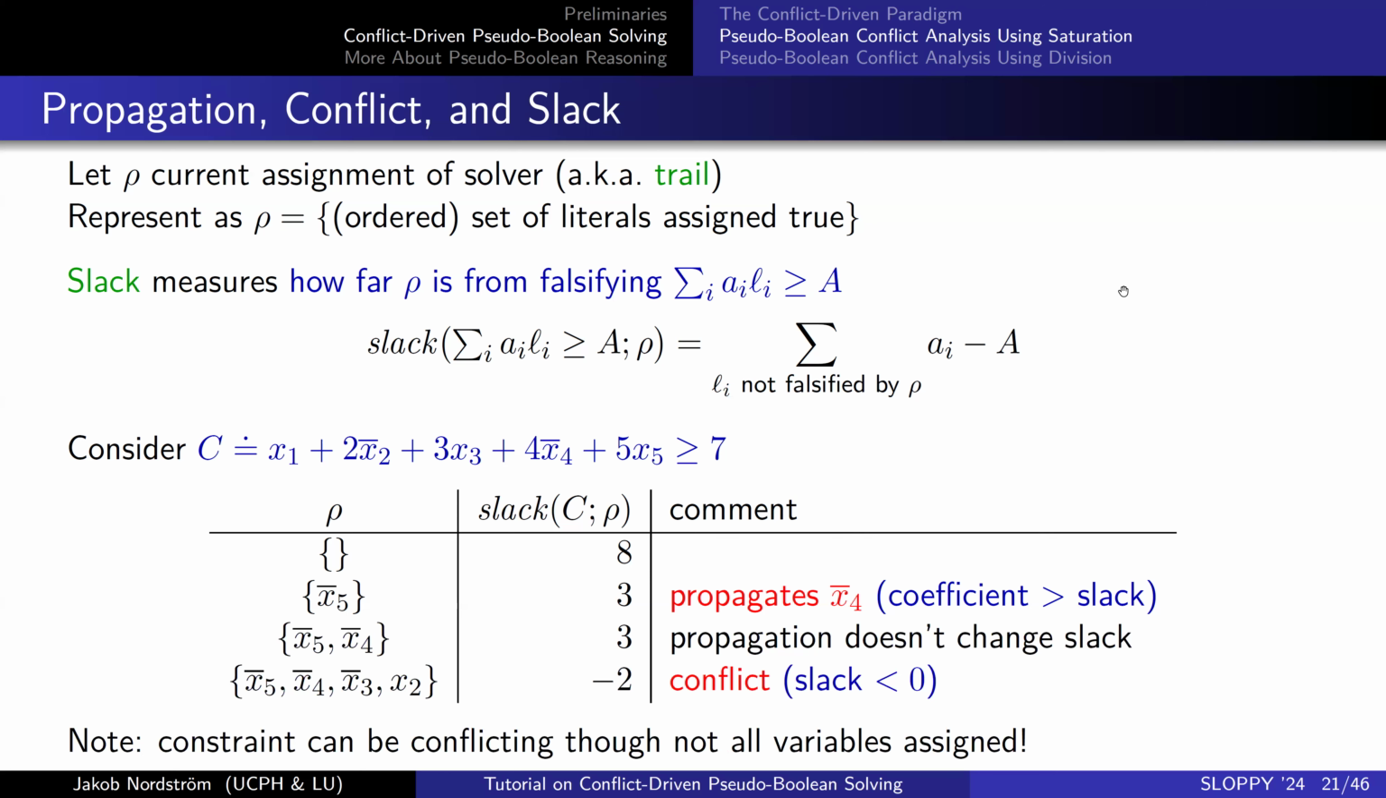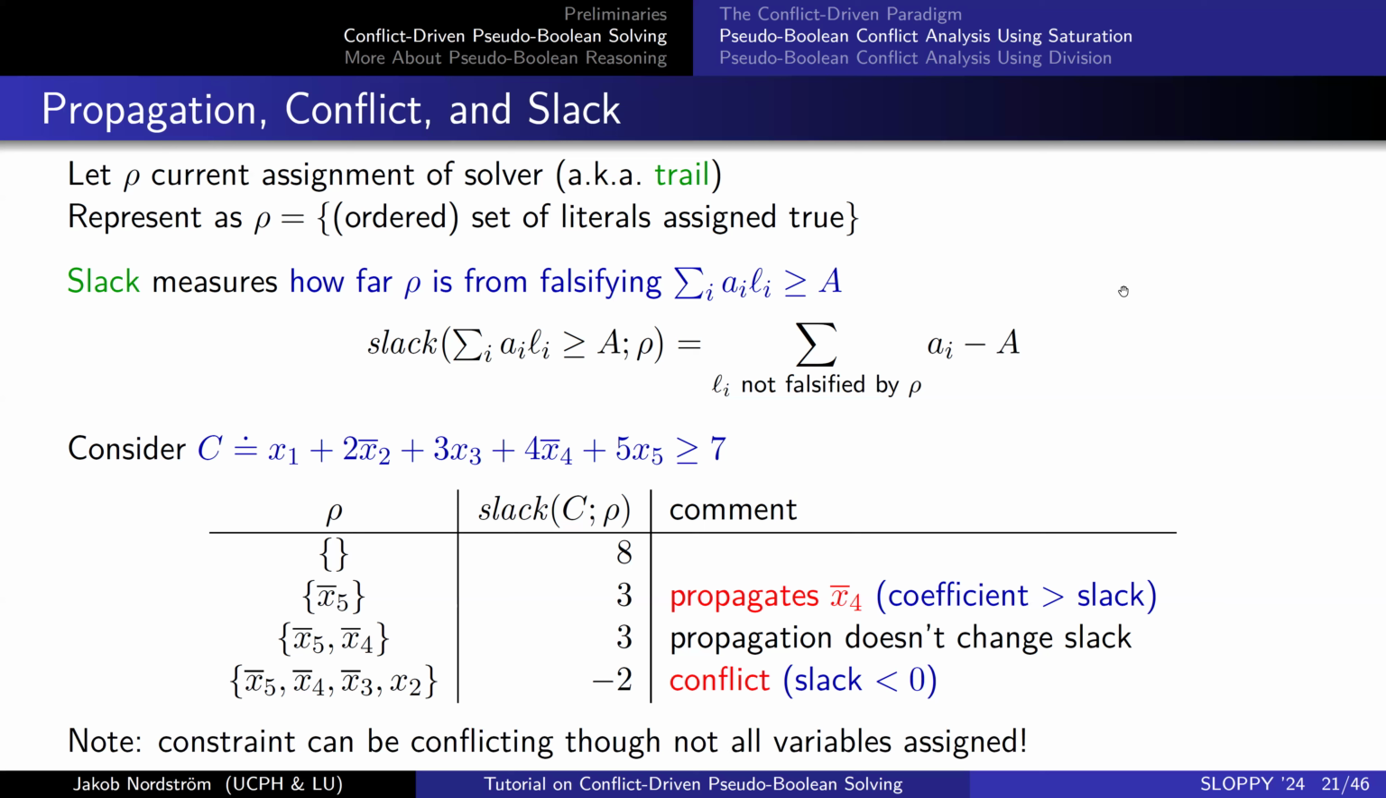And note, interestingly, in contrast to clauses, there are still variables that are not assigned. Like nobody has decided on x5, but it doesn't matter. We already know that this constraint is violated. For a clause, you never know until you've assigned all the variables, but for this kind of constraint, it doesn't matter whether we set x5 to true, it won't be enough.